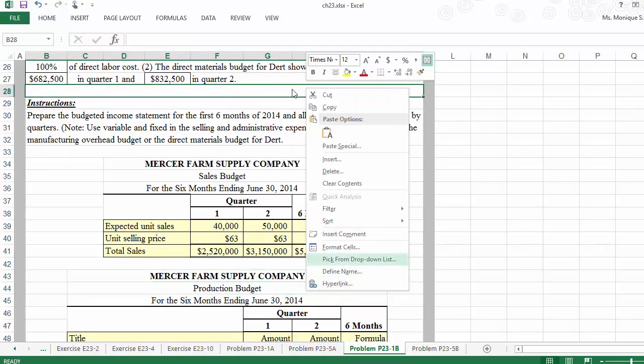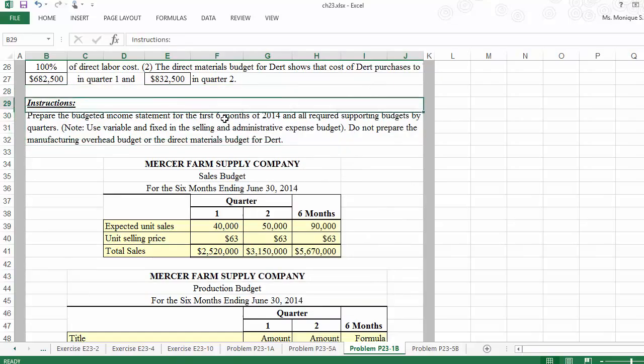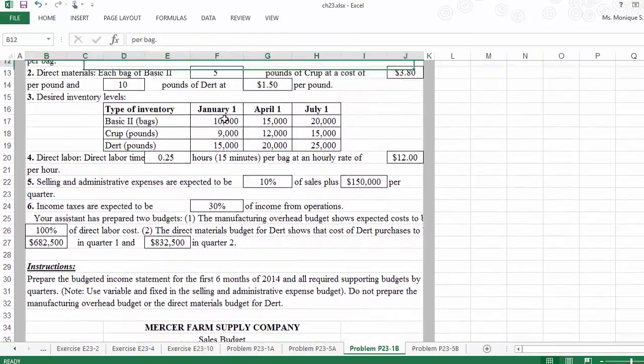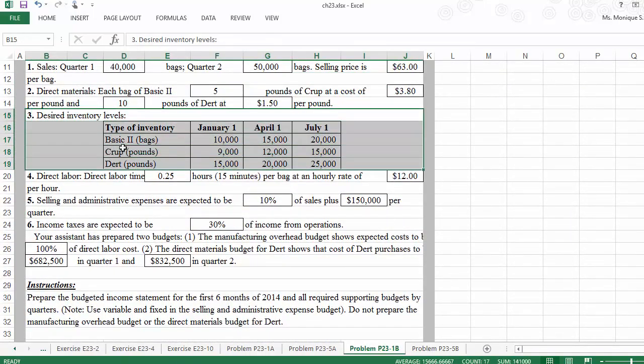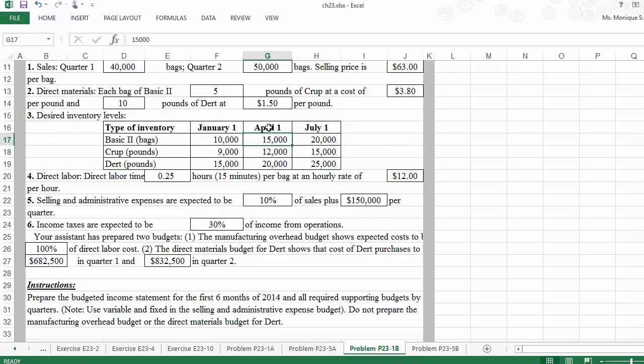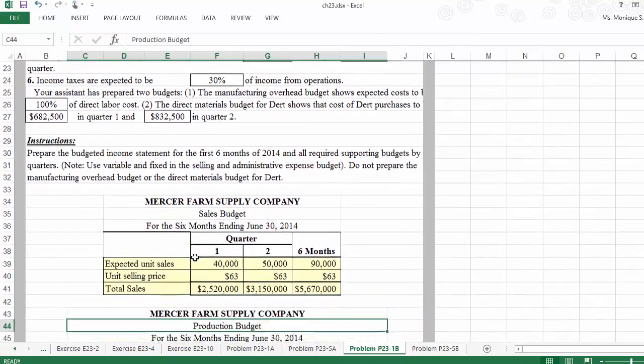Now, with the production budget, we need to know some things about their desired ending inventories. So item 3 talks about the inventory levels for Basic 2. January 1 would be the beginning of quarter 1, as well as the ending for quarter 4 of the prior year. April 1st would be the beginning for quarter 2 and the ending for quarter 1. And July 1 would be the beginning for quarter 3, but also the ending for quarter 2. So Basic 2 is the finished good product that we are producing for desired inventory levels.